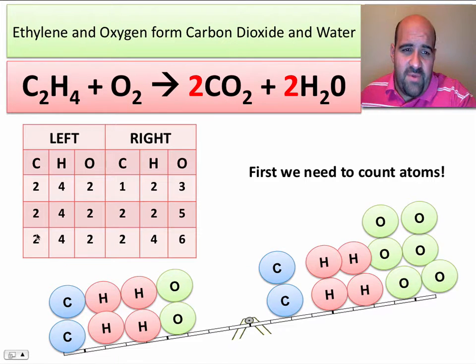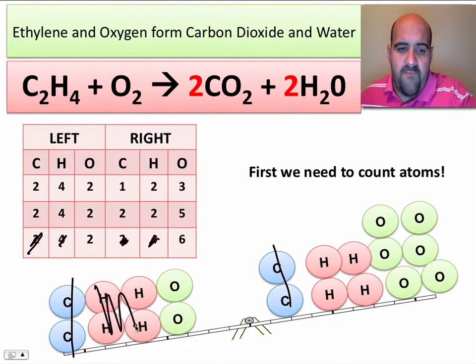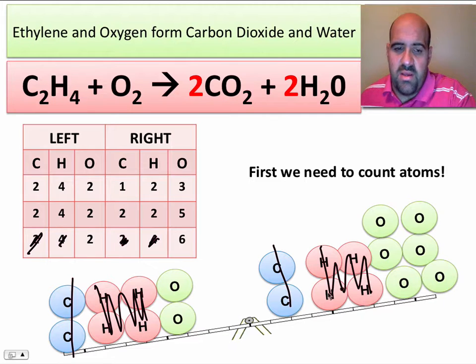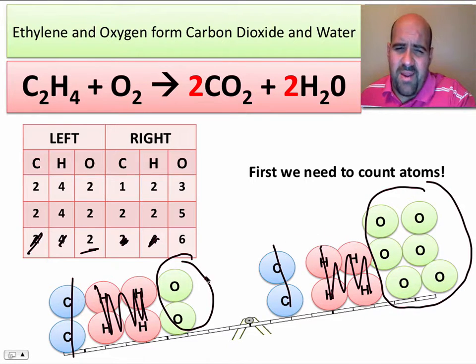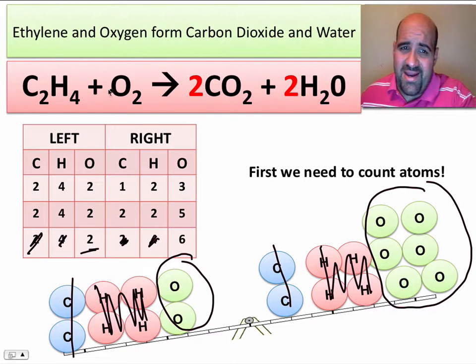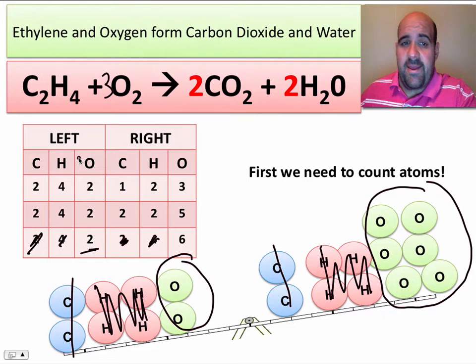What are we missing? We have 2 carbon, that's balanced. We have 4 hydrogen with 4 hydrogen. 2 carbon, 2 carbon, 4 hydrogen, 4 hydrogen. We only have 2 oxygen over here, and we have 6 oxygen over here. So how are we going to balance this? Well, I think we can just put a 3 here. And that should balance our equation out perfectly.